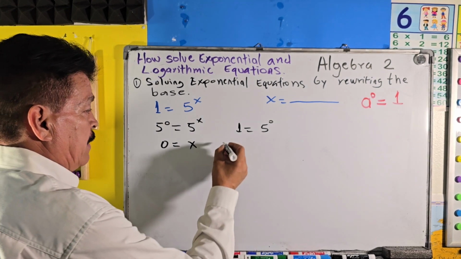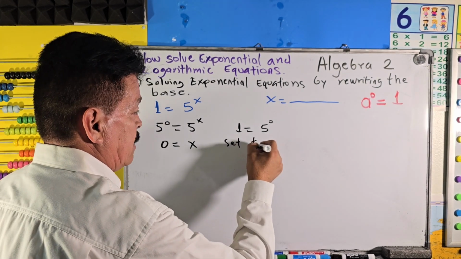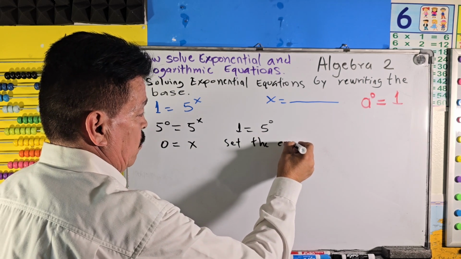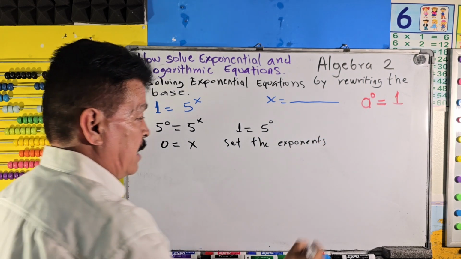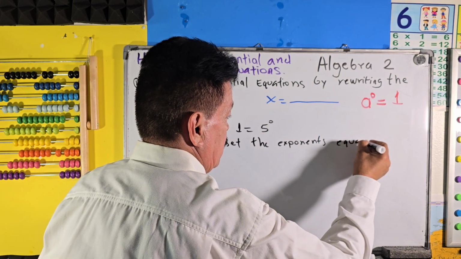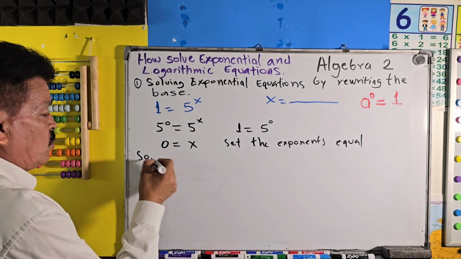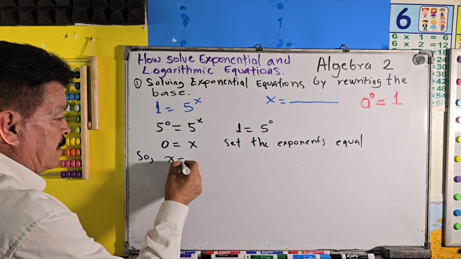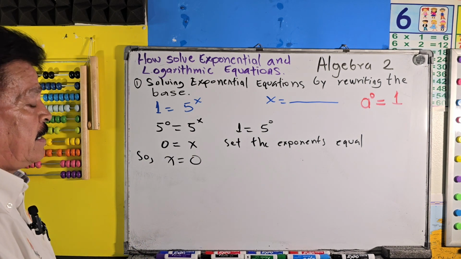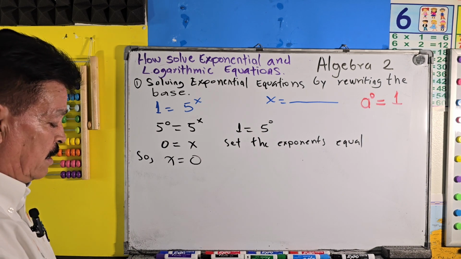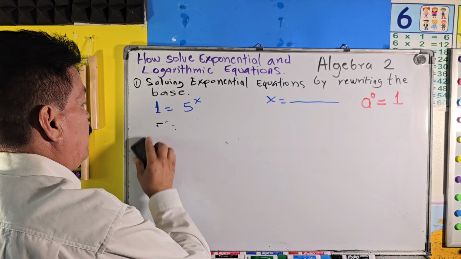So now set the exponents equal. In this case, our answer is x equals 0, right? That is the solution. So let me show you another problem like this one.